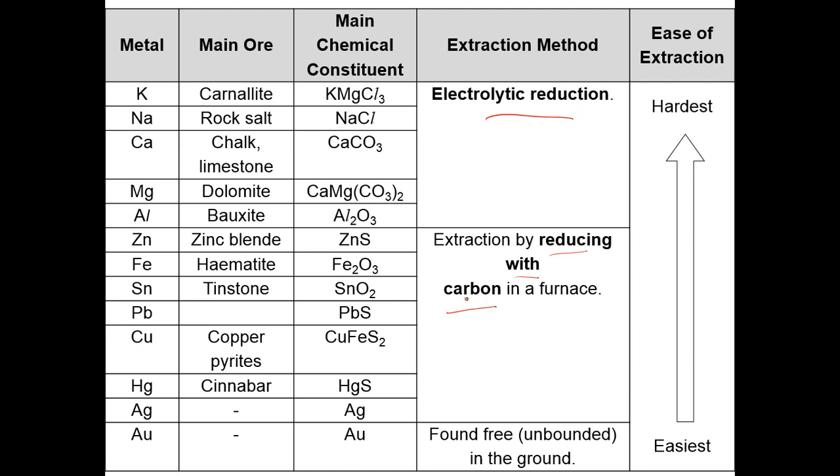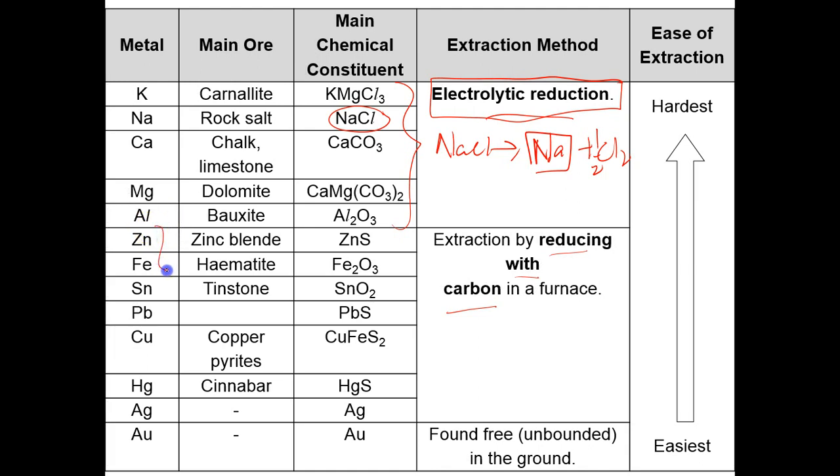So for the more reactive metals here, as you can see, they are found bound to something else in nature. So when you dig out, for example, sodium, you will find it as sodium chloride. So how do we obtain sodium from sodium chloride? We use electrolytic reduction. This will be covered more in the topic of electrolysis. NaCl is decomposed by electricity to give you Na plus Cl2. So this is obtained through electrolytic reduction.